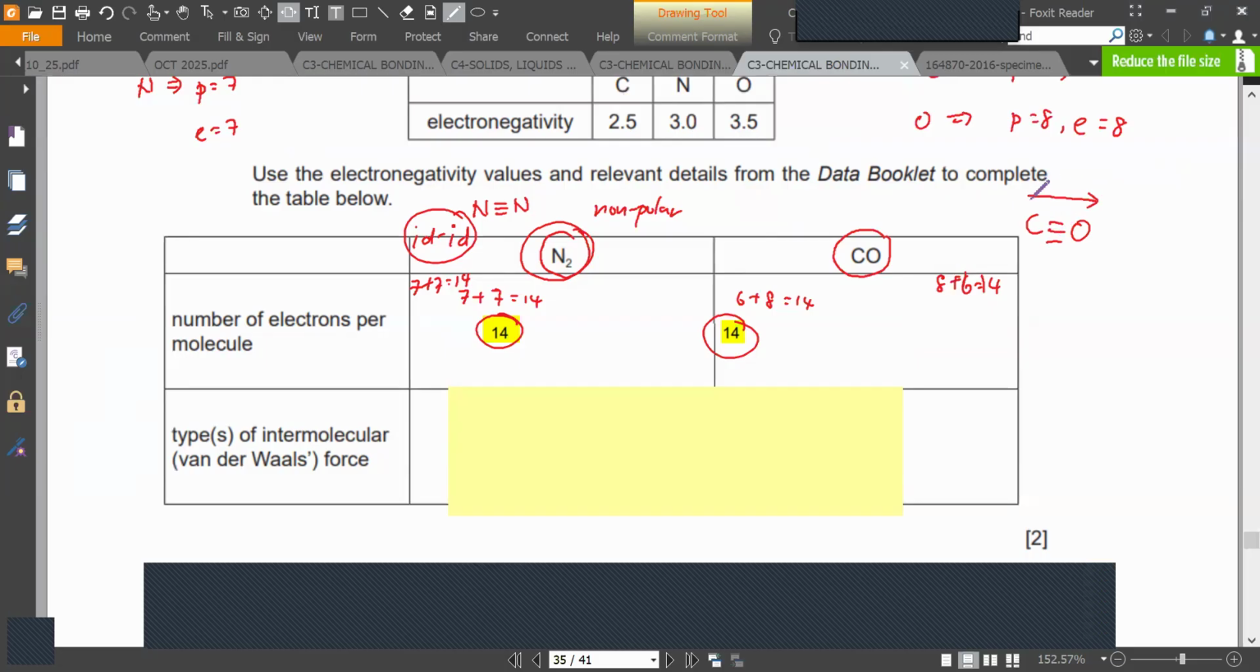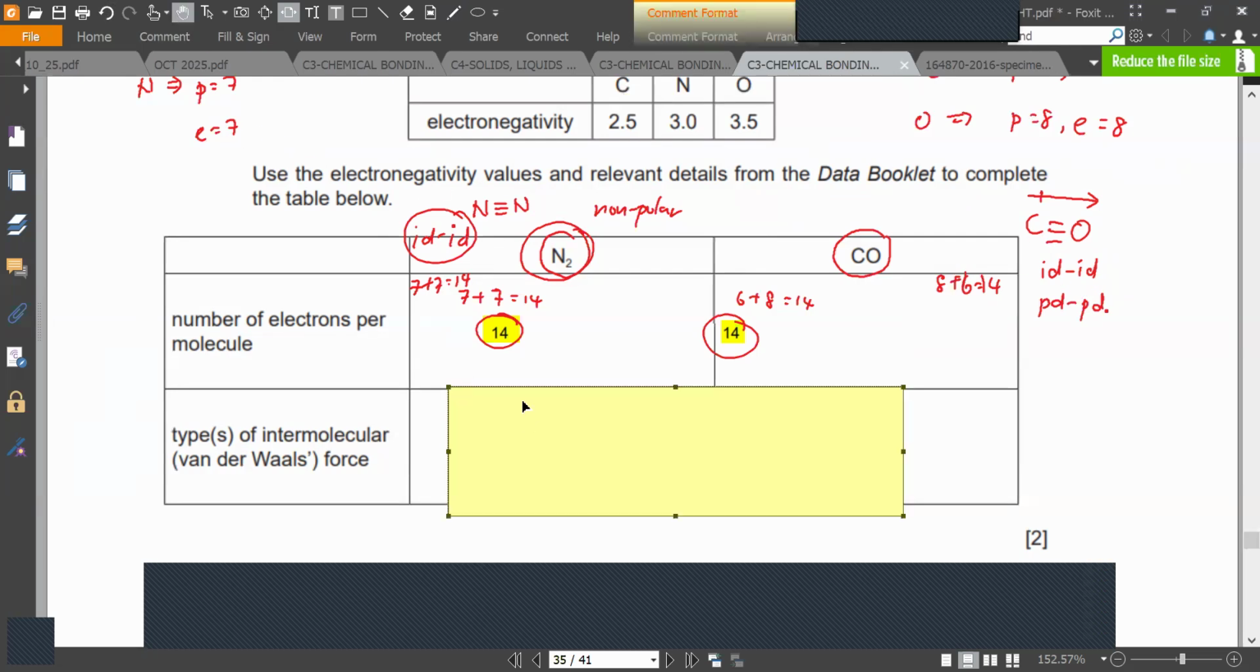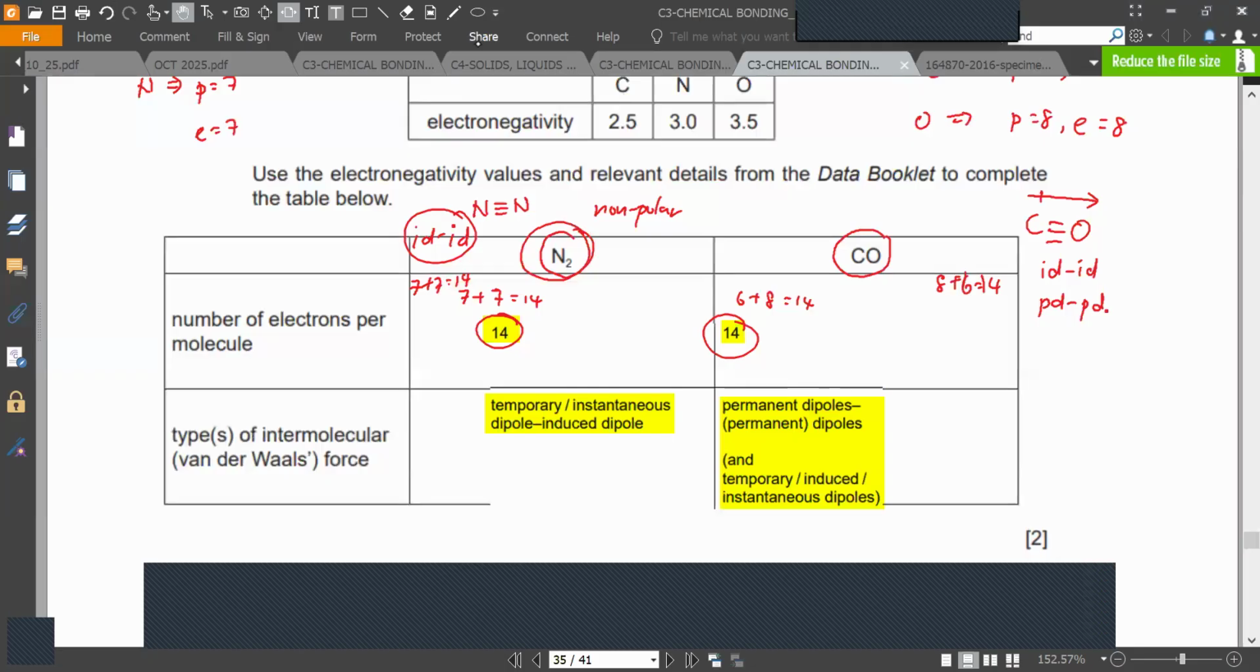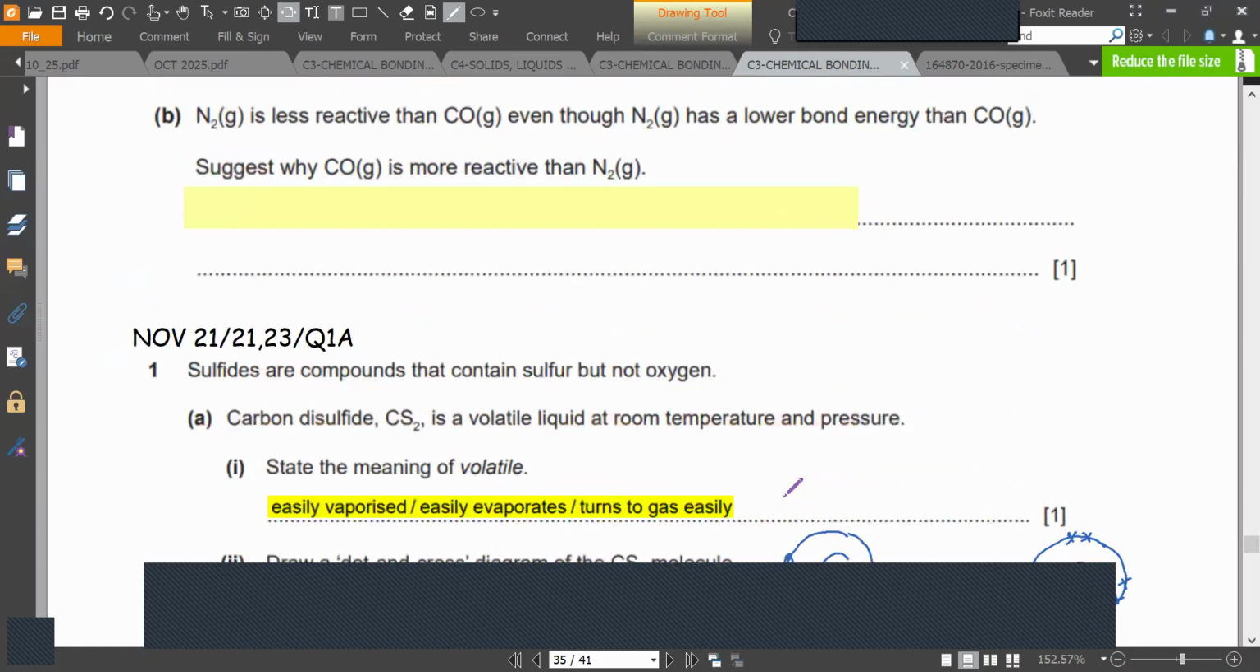So the dipole is towards the oxygen. So this will have ID and also permanent dipole. Both. So this is what we need to talk about here. The nitrogen is only having instantaneous dipole or induced dipole, while CO will be having permanent dipole as well as induced dipole. So it has both.